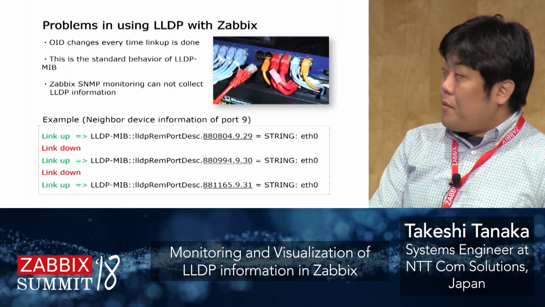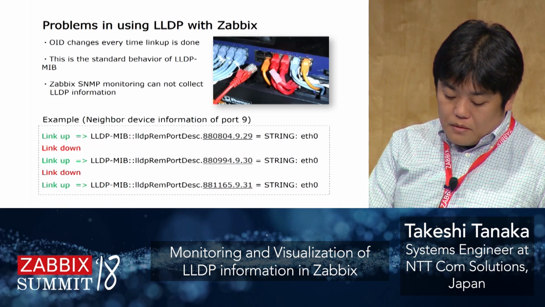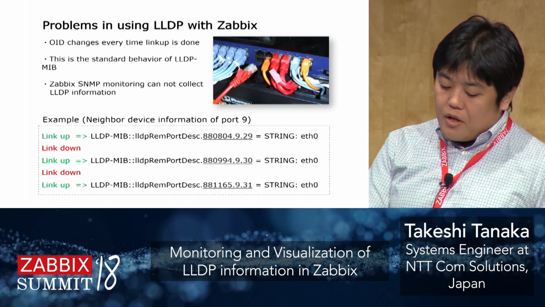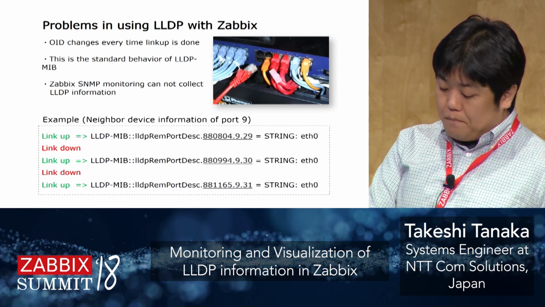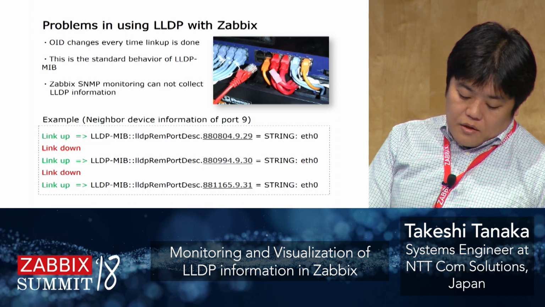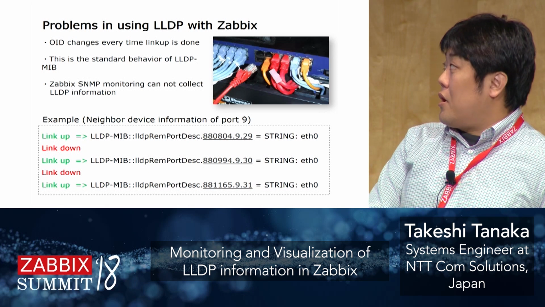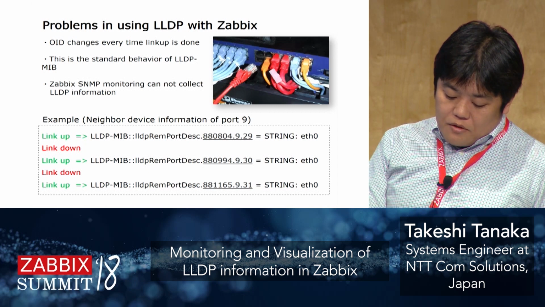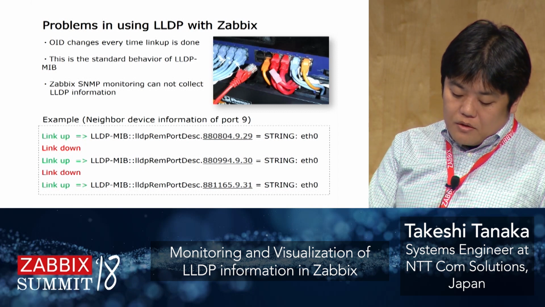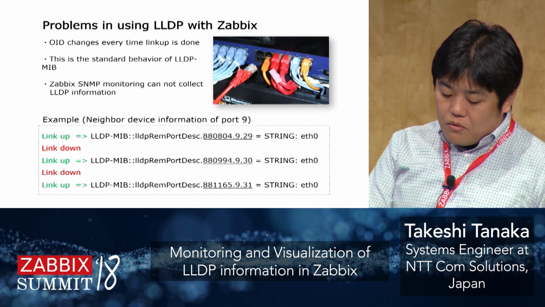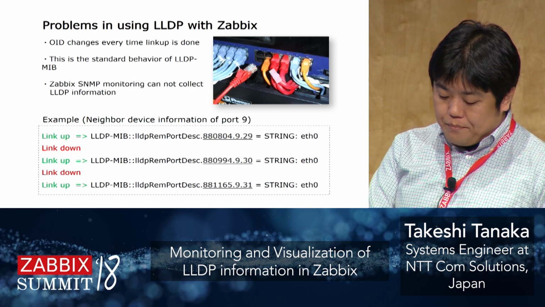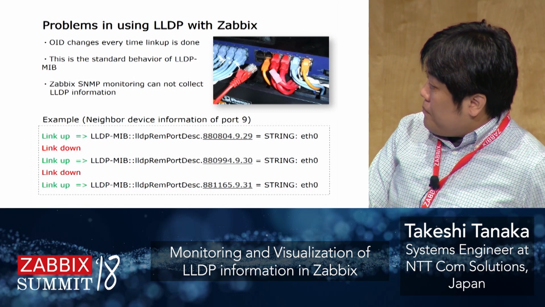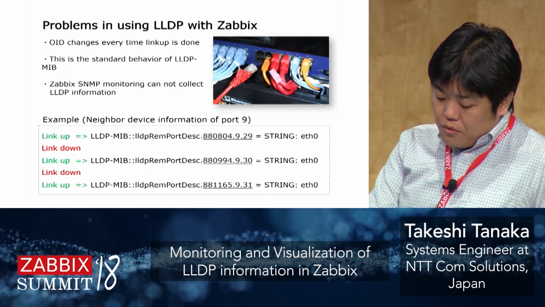Problem in using LLDP with Zabbix. In the LLDP MIB, the OID changes when link up or link down occurs. This is standard behavior of the LLDP MIB. Because of this specification, the Zabbix SNMP monitoring function cannot collect LLDP information. In this sample, the OID of port 9 changes.